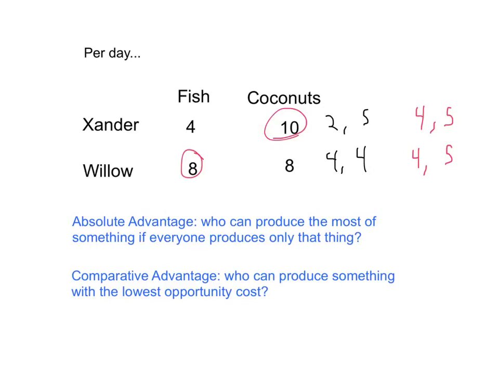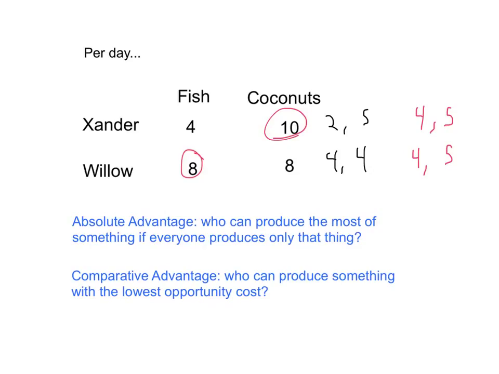In this example, that's pretty easy to see because Willow clearly has an absolute advantage in fish. She can collect 8 per day, whereas Xander, if he spends the whole day on it, still can only get 4. And in the other thing that they get, coconuts, Xander has the absolute advantage. If it were just a race to see who could collect the most coconuts per day, he would clearly win by 10 to 8. Now, strangely enough, that's not the reason why they should trade, actually. The reason why they should trade is because they have comparative advantages in different things.